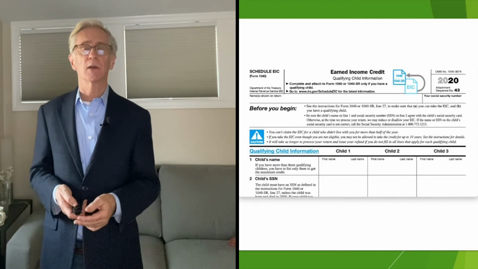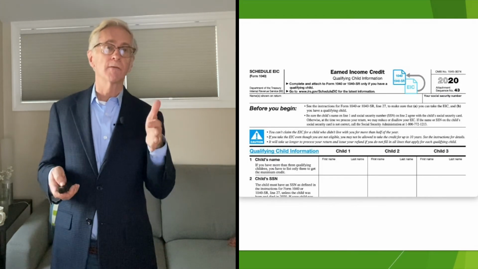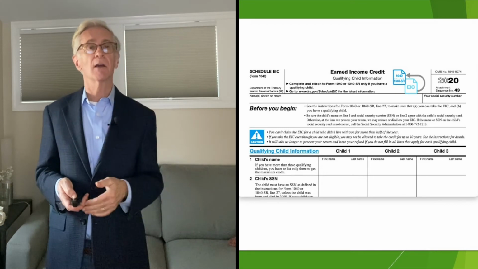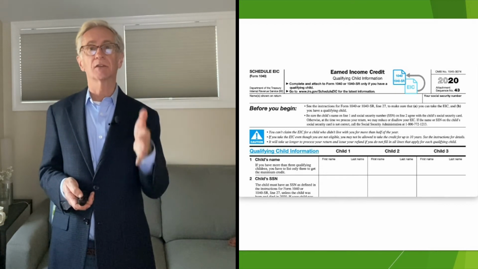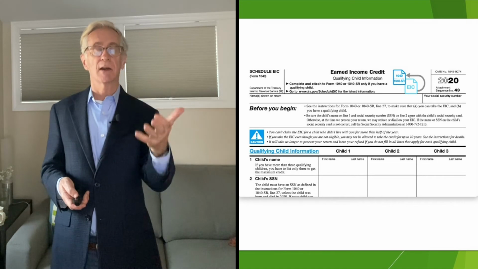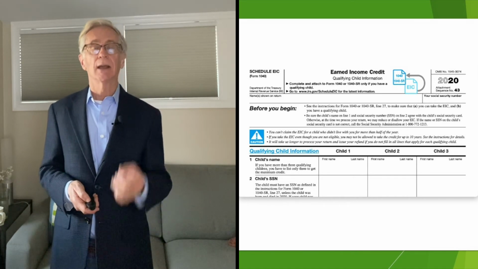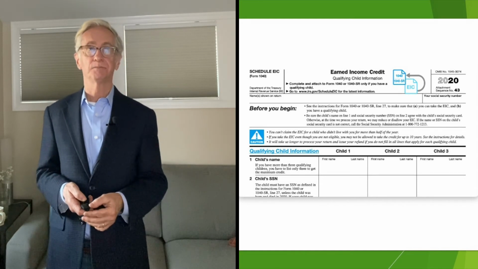Here's what the Schedule EIC looks like. This is not the whole form. I just want to give you a little snapshot of what it looks like, but you can see there it starts out with having you list the child's name, and you put in their name and their Social Security number. The form goes on and has you also provide the other information. And again, that has to be attached to your return.